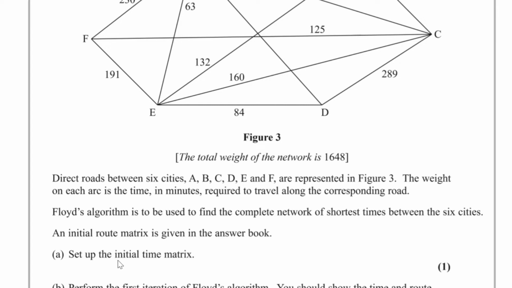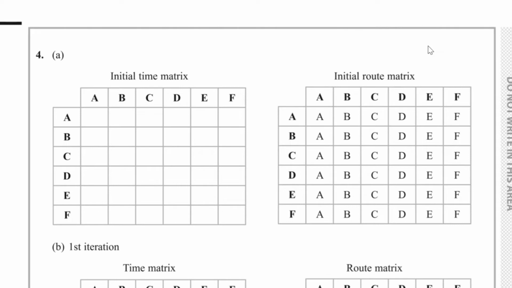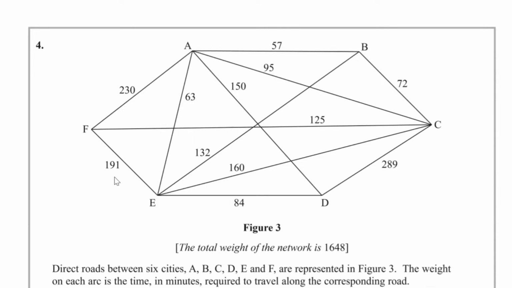An initial route matrix is given in the answer book. For part A, we have to set up the initial time matrix. So here is the initial time matrix. We add in dashes here, A to A, B to B, C to C, D to D, E to E, and F to F cannot be calculated. Now, if we take a look at the network, to go from A to B, there's one way of getting there directly.